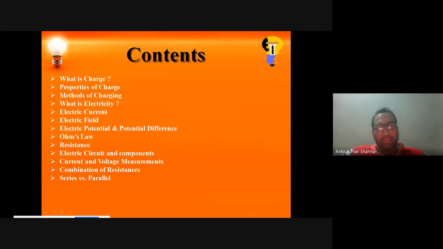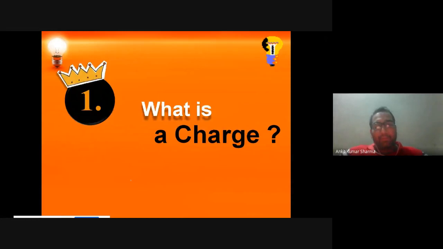And the combination of resistance: we will play with resistances in series, parallel, and series-parallel combination. So first of all, the first question that arises in your mind is: what is a charge? You have heard about positive charge and negative charge, but what is the definition of charge? What is the exact meaning of charge?